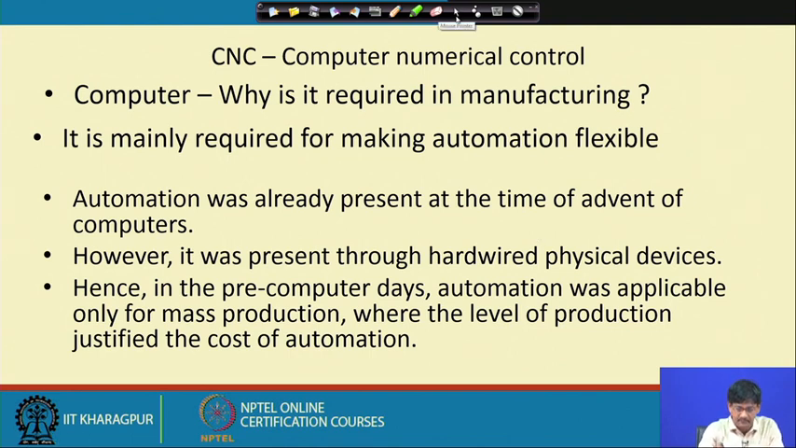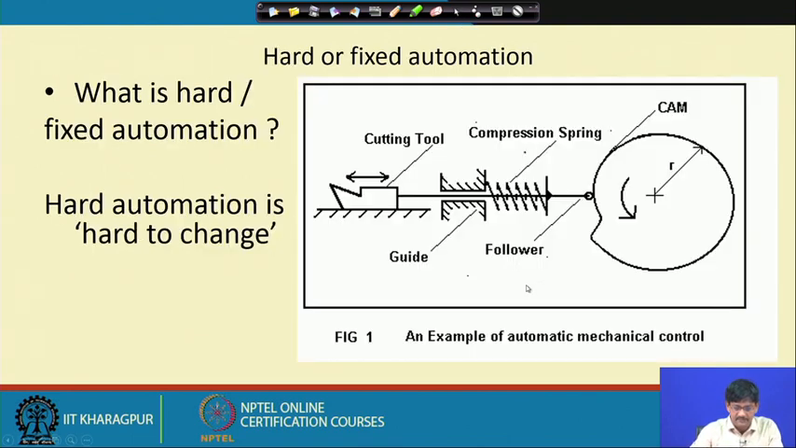So, let us move on to the next slide. This is an example of hard automation. This is a physical device. What is it called? It's called a cam.